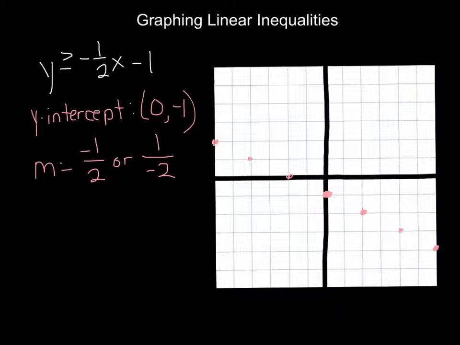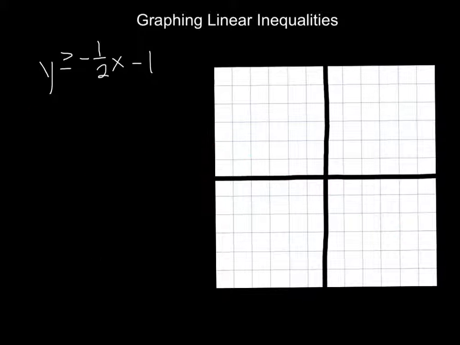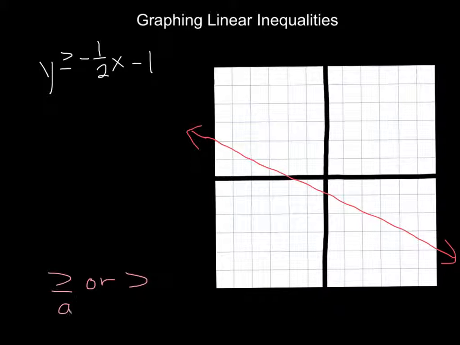Now since it's greater than or equal to, or if it's less than or equal to, you're going to do a solid line. So I'm going to go right here and draw a solid line. Now we have to shade. We're going to either shade above or below. Since this is greater than, we'll shade above.